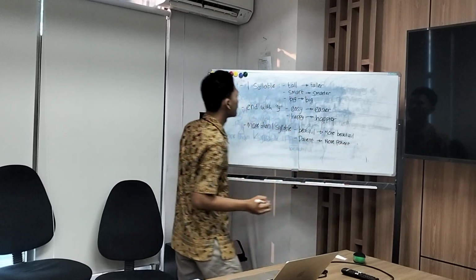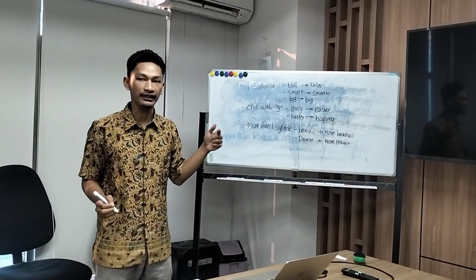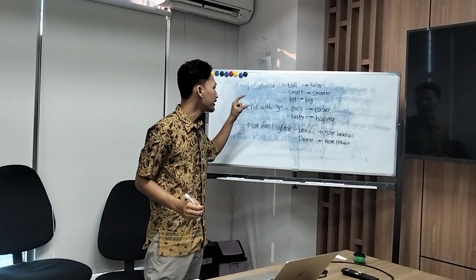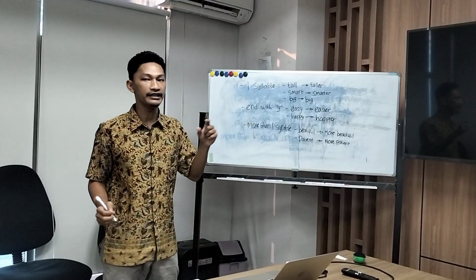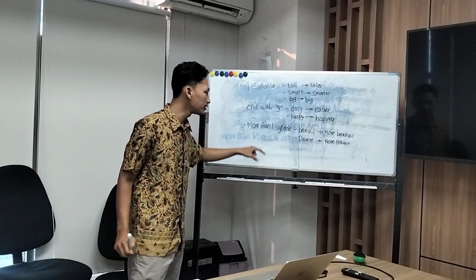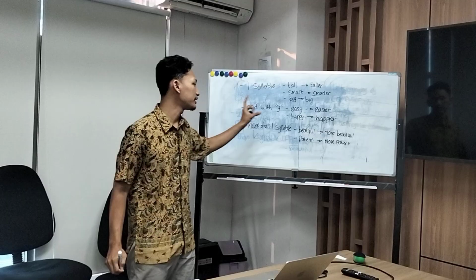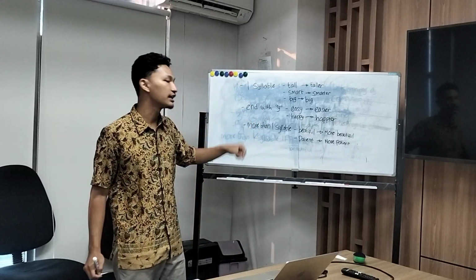So you notice the difference, yeah? With one syllable, add er at the end of the word. With y, you have to modify y into ier: easy, easier, happy, happier. And with more than one syllable, you have to add more before the adjective. Beautiful becomes more beautiful, patient becomes more patient.